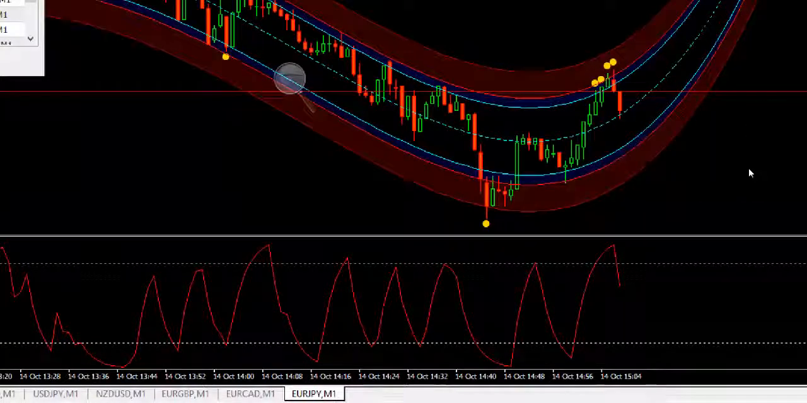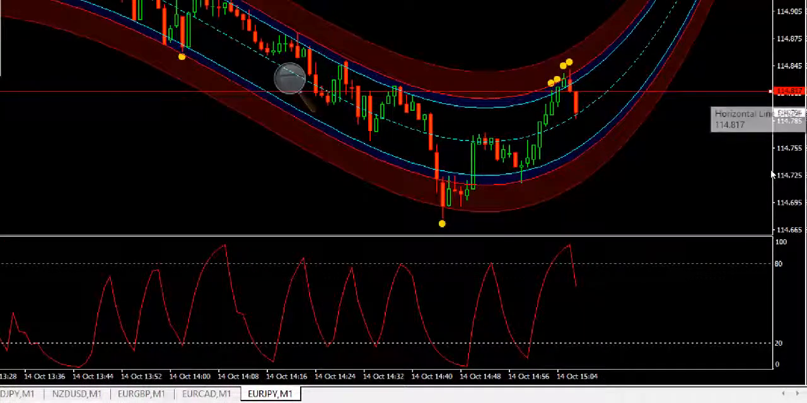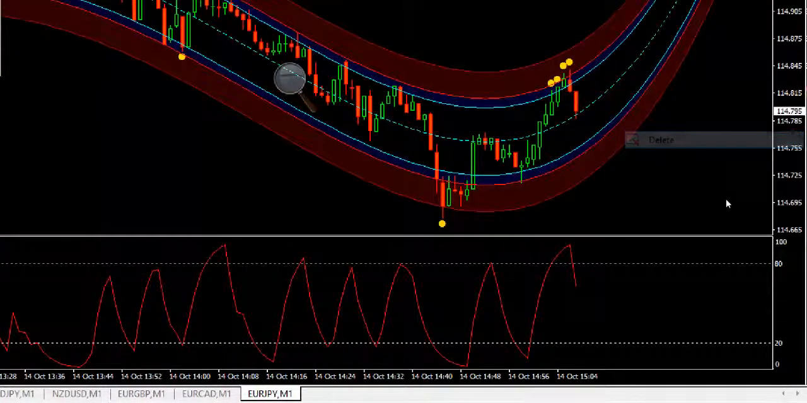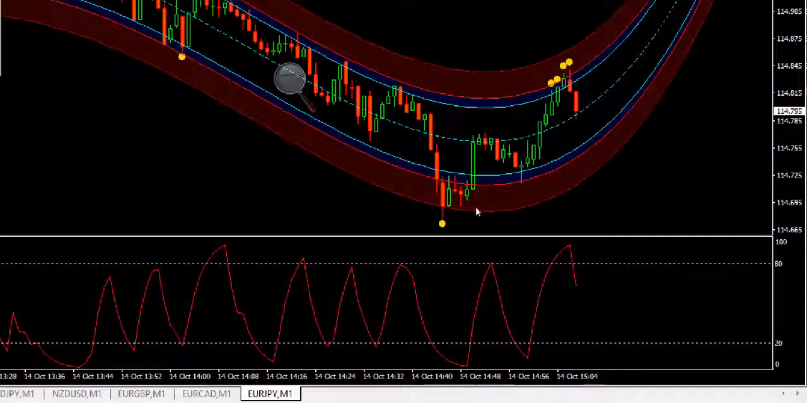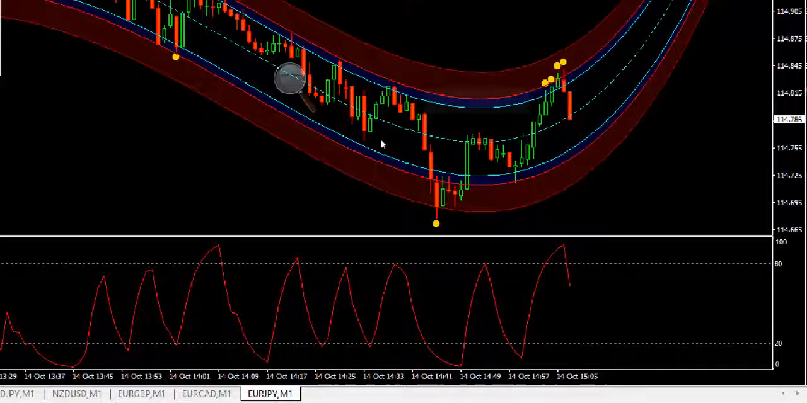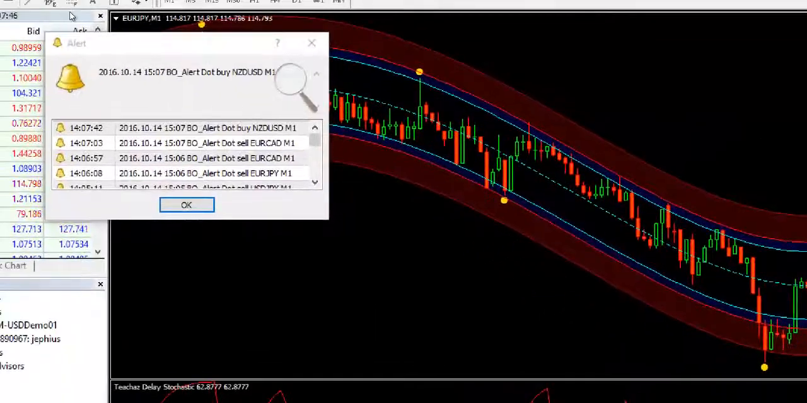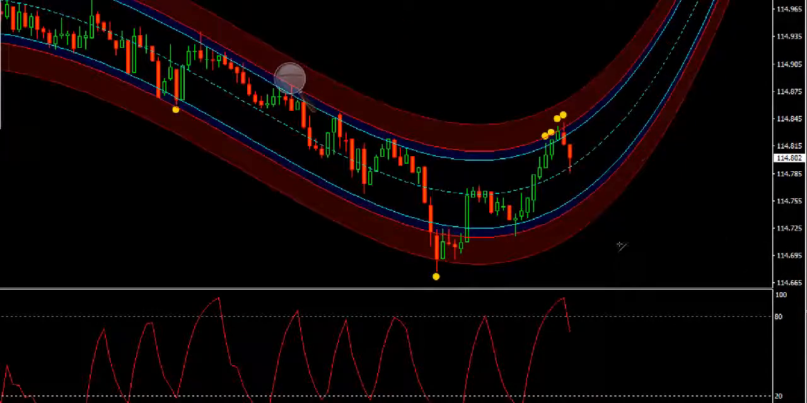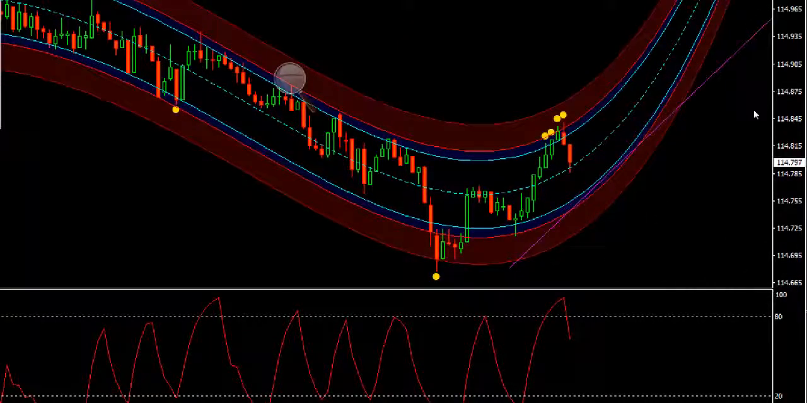But I will also teach you how to avoid these trades, because in some cases when the price goes in the opposite direction, most of the time you end up losing if you keep on forcing it. In this case, this dot was saying it's going to go up, this one was saying it's going to go down. If you take the trend line here and draw a line, you can see that this is the uptrend. There's no way it's going to go down, so you can simply avoid this.